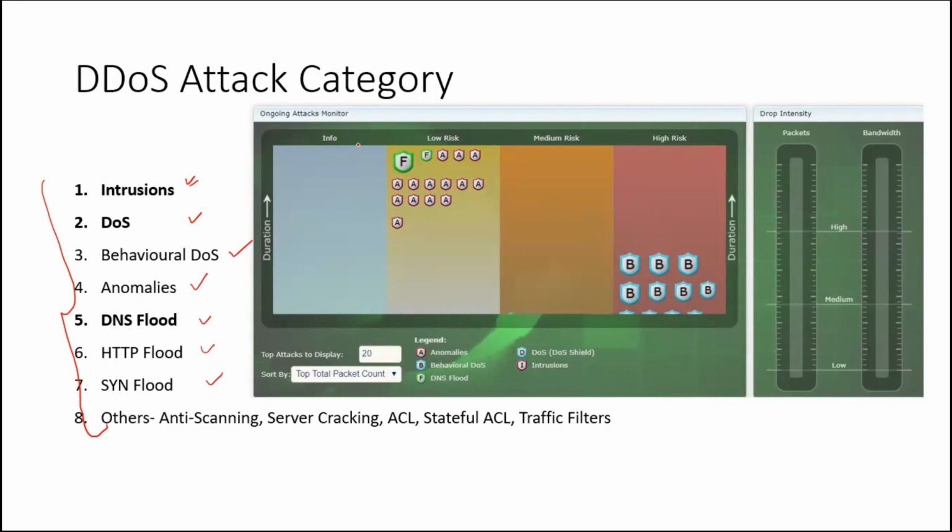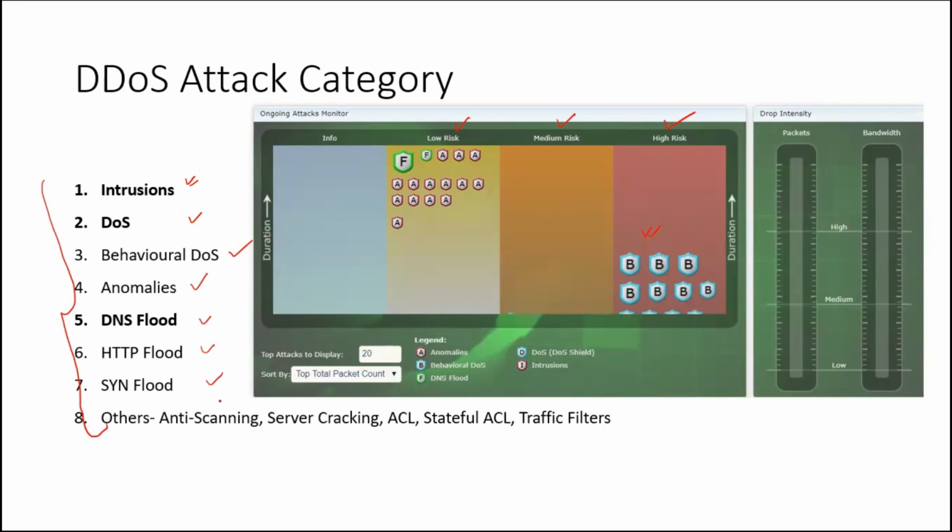This component segregates all these kinds of attack categories into risk priority, whether it is low risk, medium risk, or high risk. Suppose anomalies and DNS flood come under low risk. And B is the behavioral DoS. Behavioral DoS will have a major impact on the network, so it comes under high risk. Okay, so let's take an example.